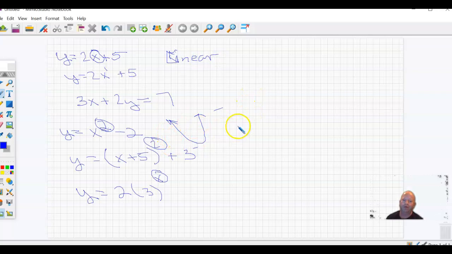A parabola, which the equation part is called quadratic. So this shape is called a parabola, quadratic equation. Linear is a line. And then this one is called exponential.